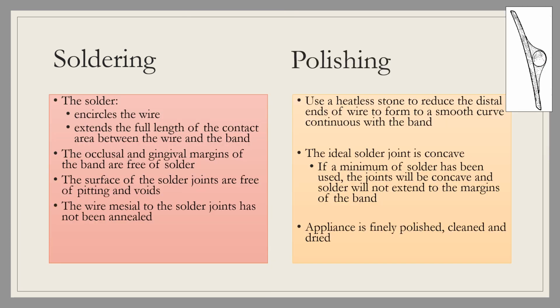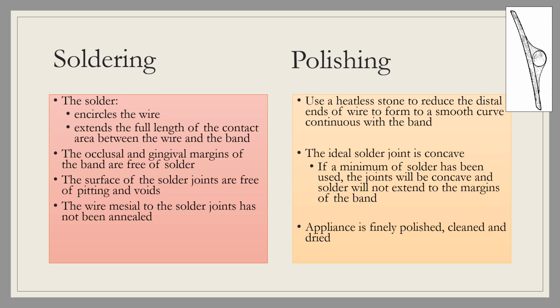Then you will do the soldering. Once it's done, the solder should encircle the wire and extend the full length of the contact area between the wire and the band. The occlusal and the gingival margins of the band should be free of solder. The surface of the solder joint should be free of pitting and voids. There should be no voids. And the wire mesial to the solder joint should not be annealed.